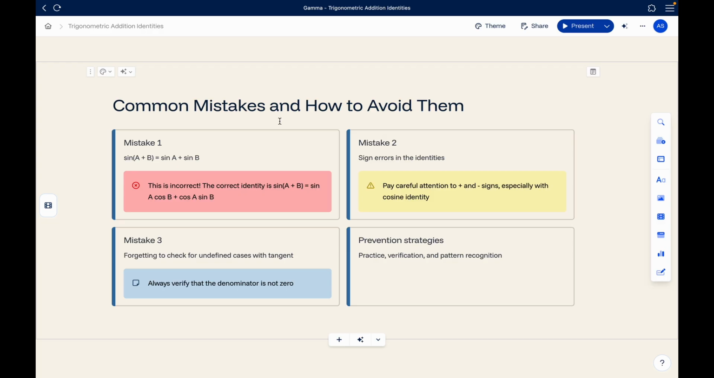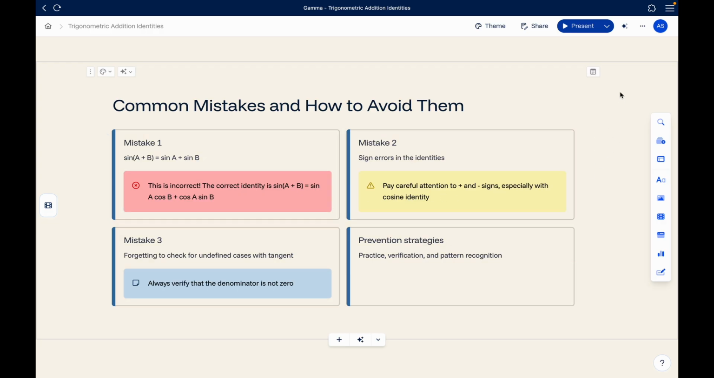So here are a few common mistakes and how to avoid them. The first mistake is assuming that sine a plus b, cosine a plus b, cosine a minus b, tangent a plus b, tangent a minus b, or sine a minus b, and so on, is equal to just the addition of both of the individual components' sine. This is incorrect. The correct identity is sine a plus b is equal to sine a cosine b plus cosine a sine b.